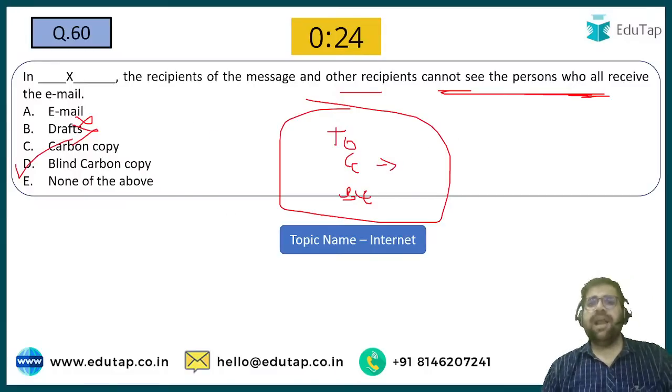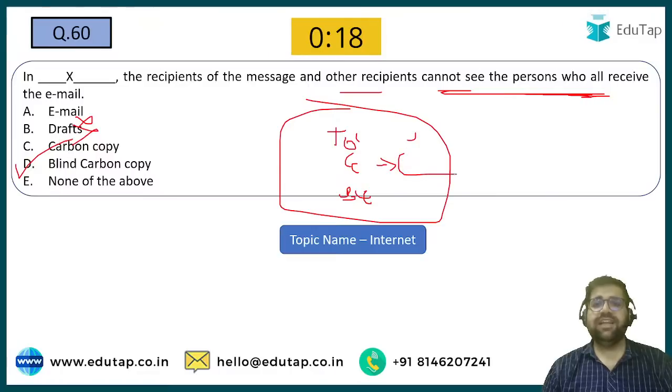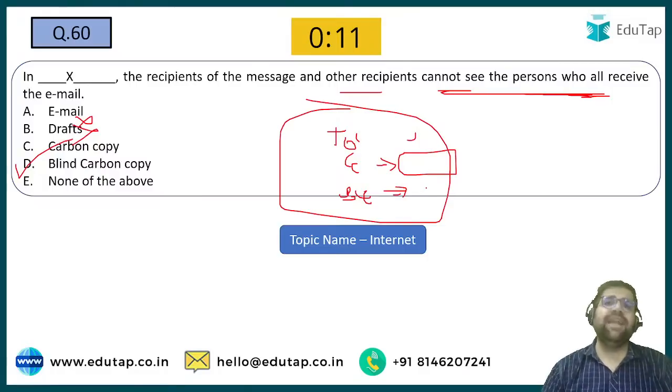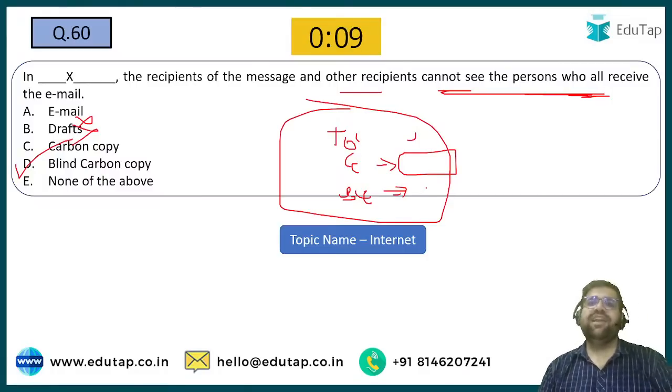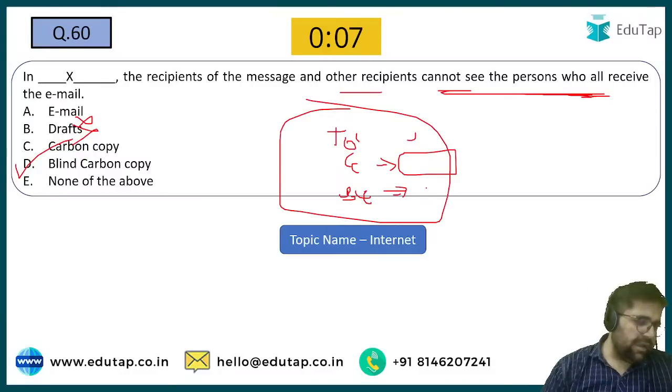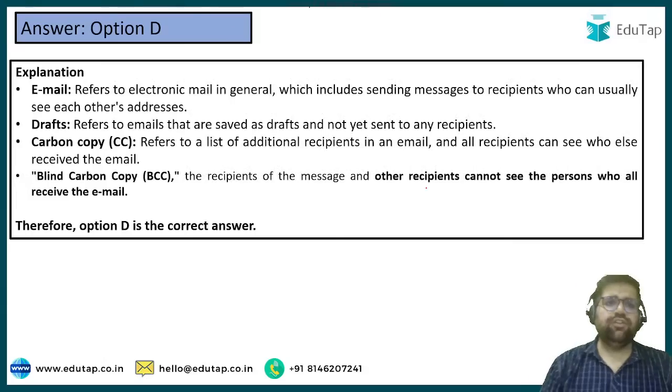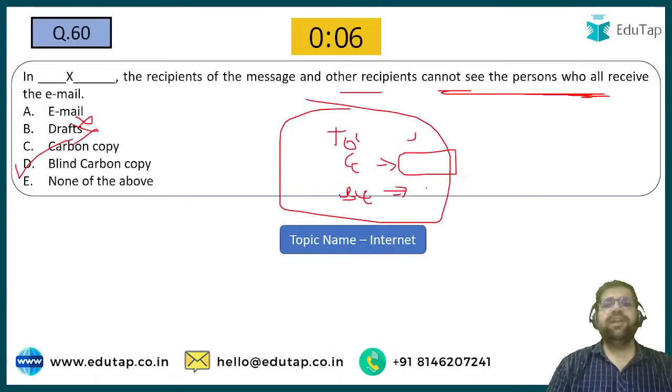In carbon copy, I am telling the person in To that I have told the other persons as well that I have given you a mail. So under carbon copy, I am informing other people as well. But under blind carbon copy, I am hiding the names of the persons to whom I am sending this email. Yes, blind carbon copy. Now this is an easy question. Good.